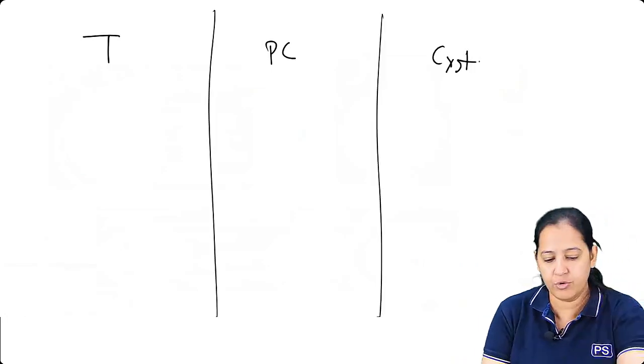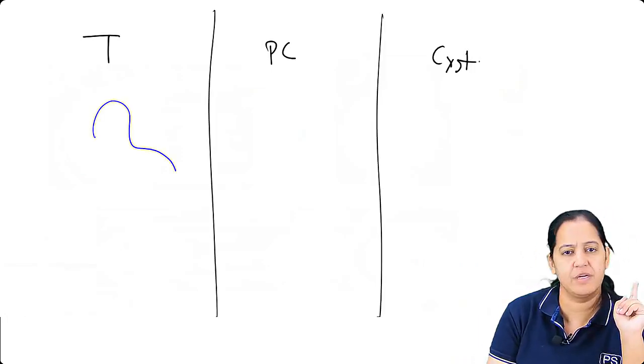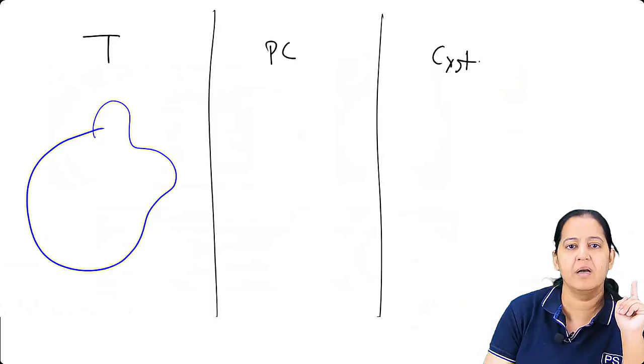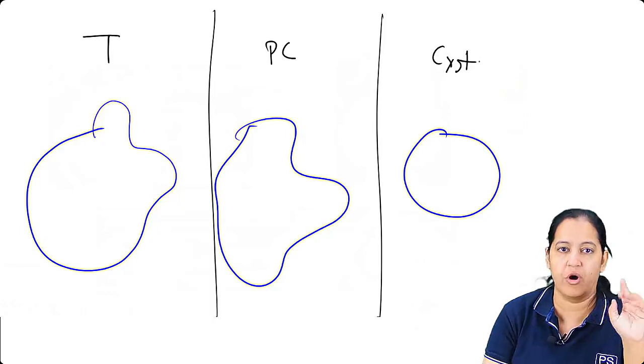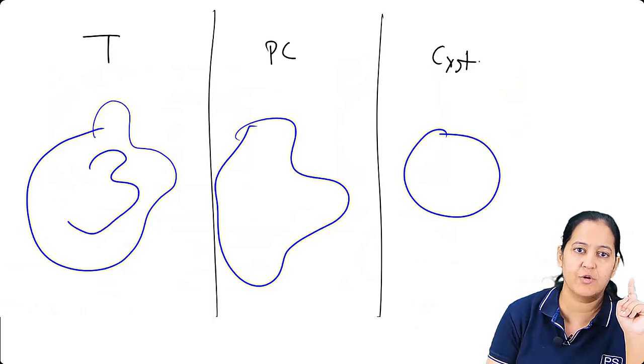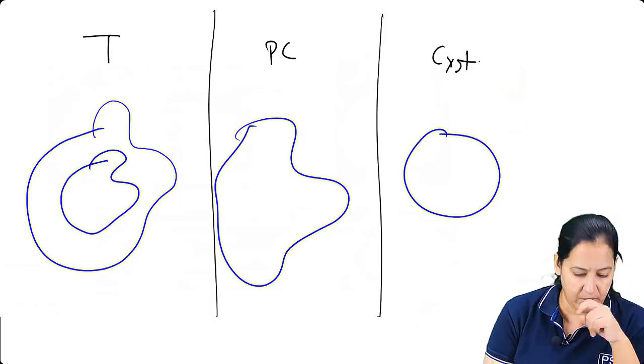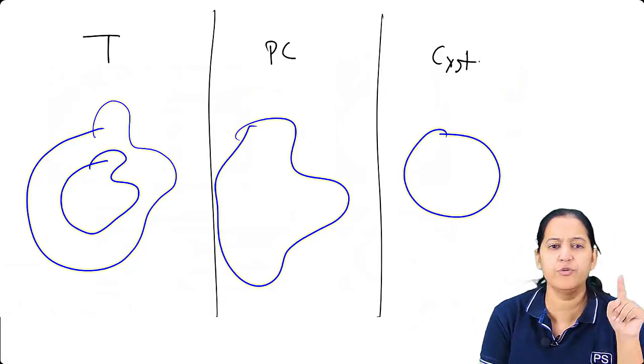I want you to draw a trophozoite which is amoeba shaped. You can draw any amoeba shape. This is also amoeba shaped, having the pseudopodia, but this is spherical. I want you to draw two cytoplasm, ecto and endo. I want you to draw a nucleus.